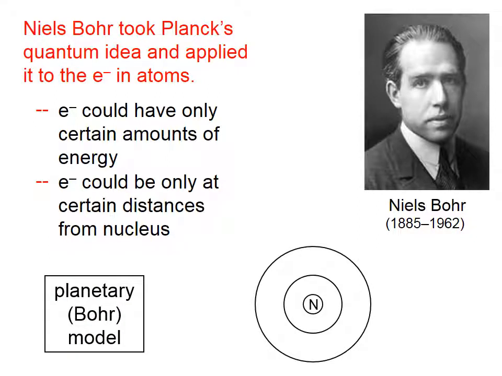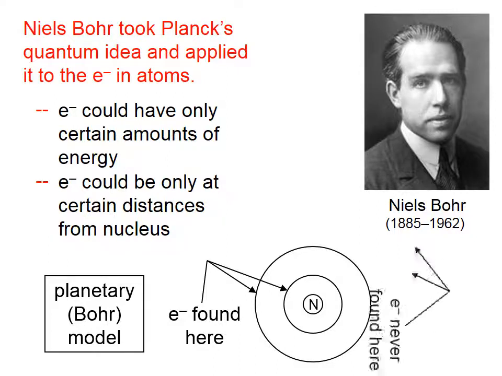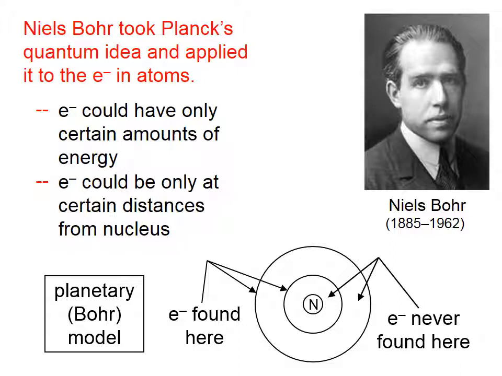The Bohr model of the atom, which has a nucleus in the center and rings, you might say, of electrons. Bohr said, hey, if electrons can only have certain amounts of energy, then we're only going to find them at particular spots, and we'll never find them in between those spots. That's the basis of Bohr's planetary model.